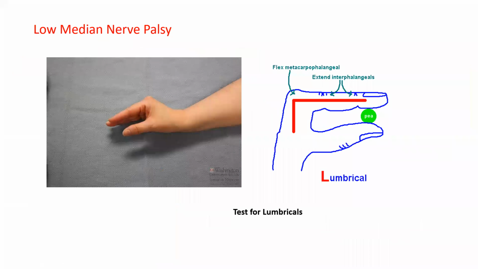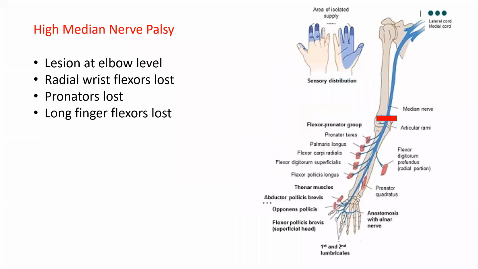And this is the picture I showed you, right? The L for lumbrical muscles. If the patient is able to keep this position, the lumbricals are still intact. Now that formed low median nerve palsy. Now we'll move on to high median nerve palsy.